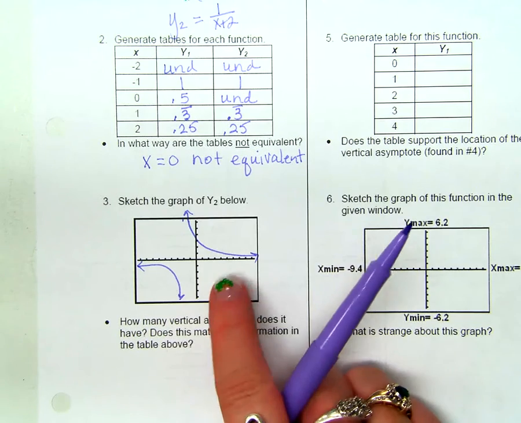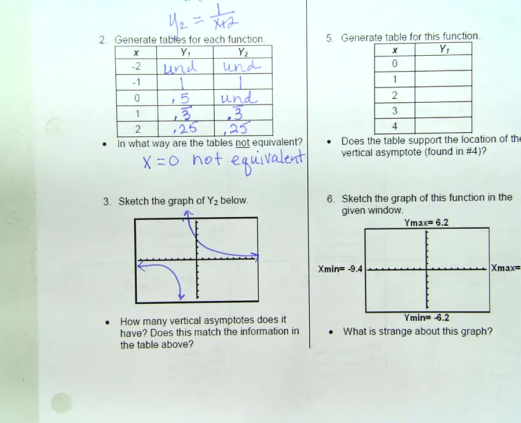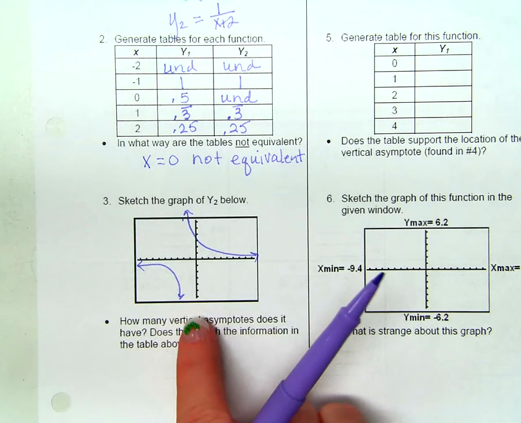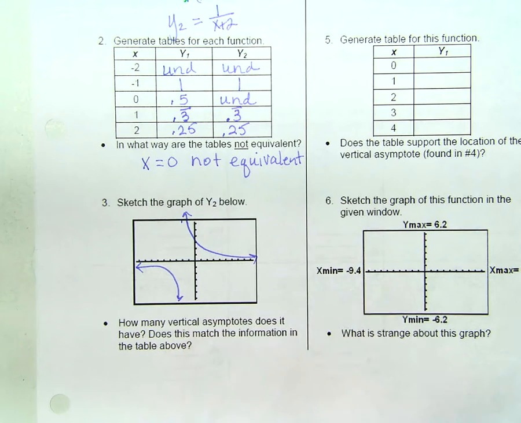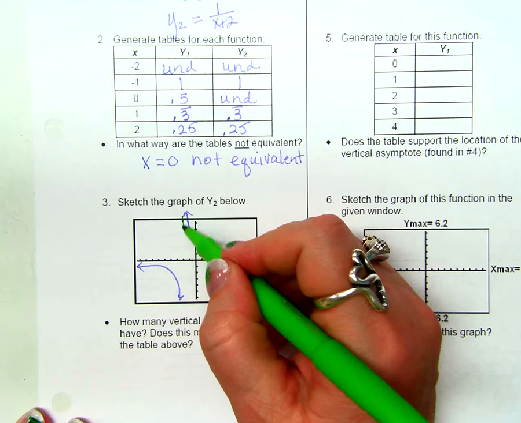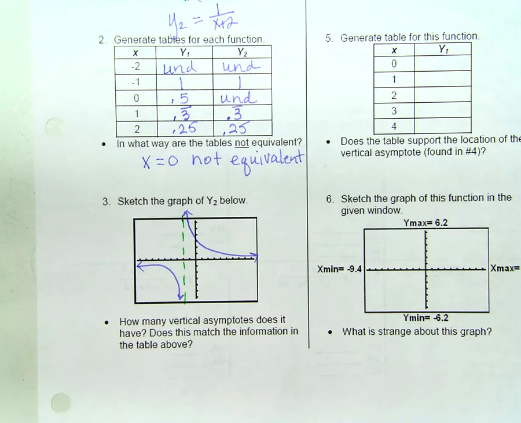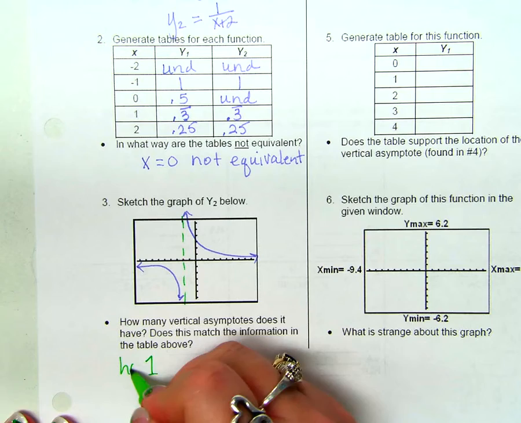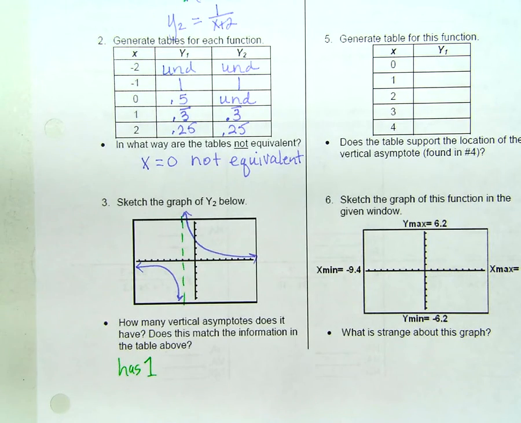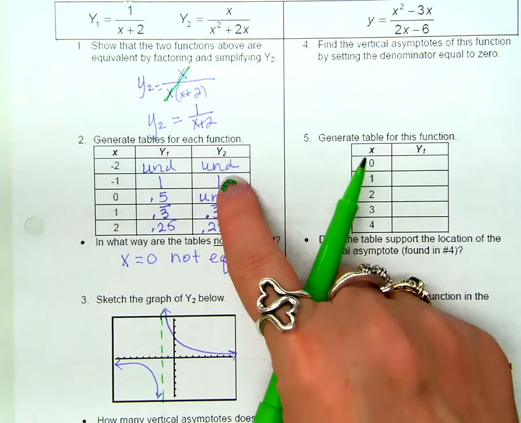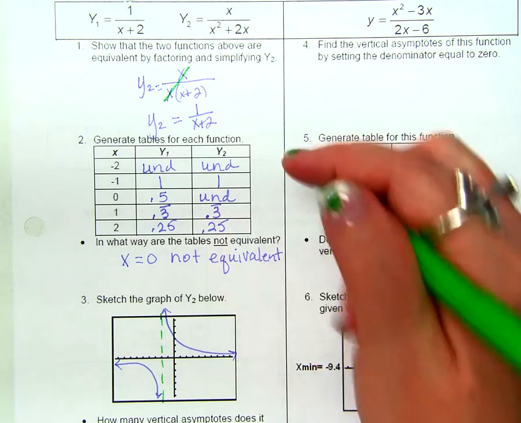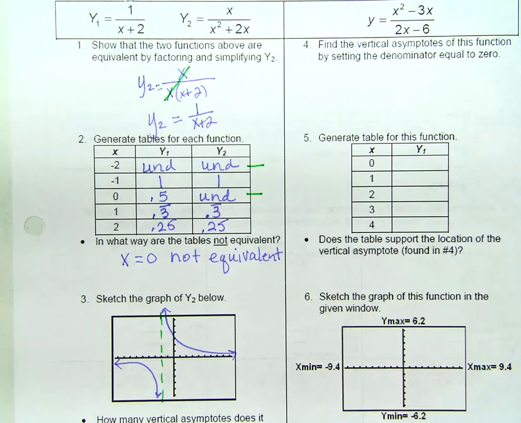So, something's happening. How many vertical asymptotes does it have? How many vertical asymptotes does this graph have? 1. It has 1. How many should it have? Does that match what's in the table? There's 2 undefineds in the table. It does not match.